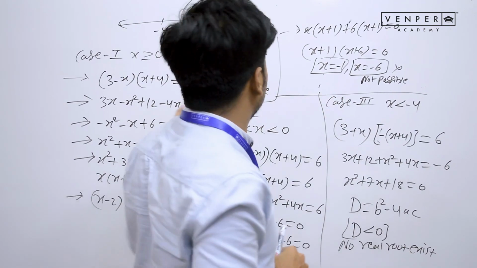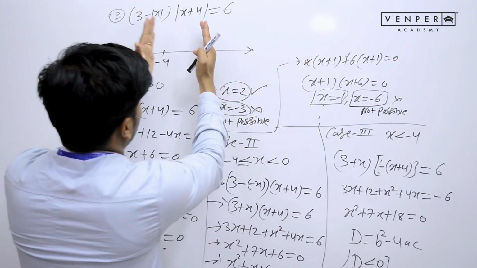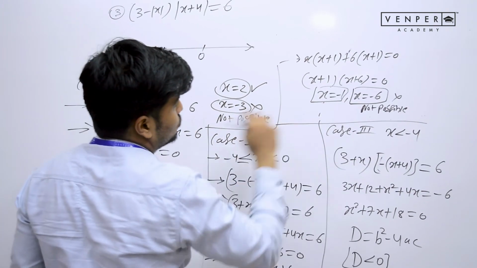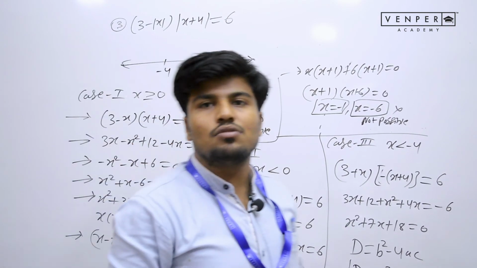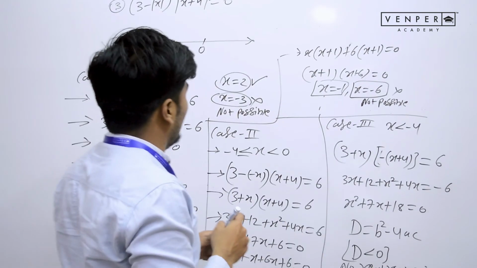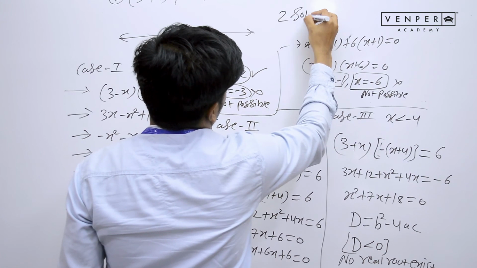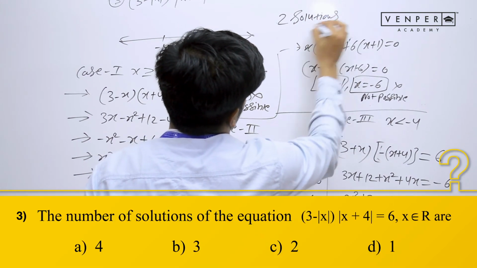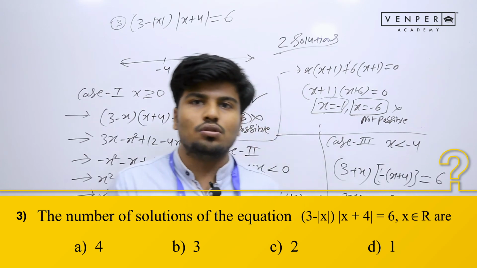So how many solutions did we get so far? We got 2 solutions. One is in this range and the other one is in this. So what will be the answer to this question? They are asking the number of solutions possible in this question. So the number of solutions possible in this question is 2, and I think the option 2 is obviously given in the options. So 2 solutions. Please go ahead with the option 2 solutions.